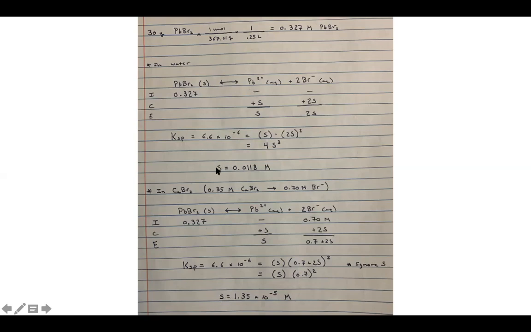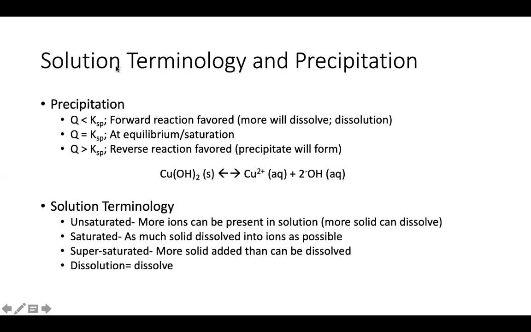Okay, so comparing the two S's we solved for, we can see that the number is much bigger, right? The solubility is much bigger in the pure water sample than it is in the calcium bromide sample. Again, it's a difference in magnitude of almost 1,000. Okay, so pretty substantially different. Are there any questions on the common ion effect? Okay, if there are no questions, then we'll move on to some terminology for solutions.